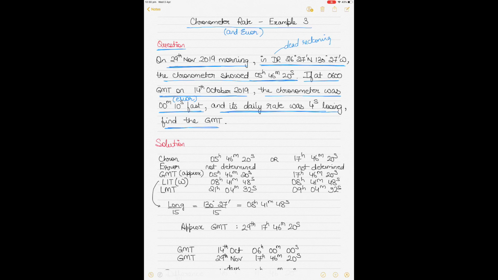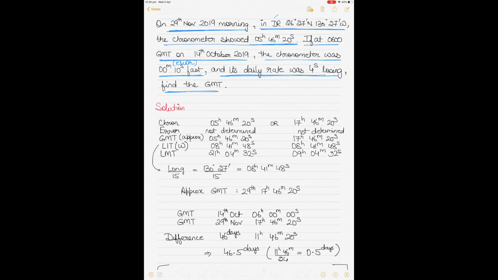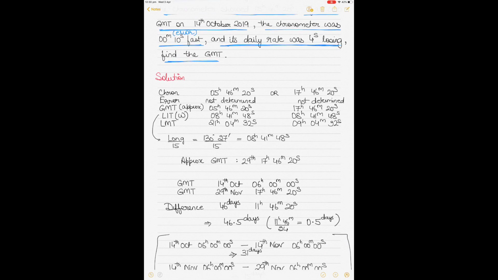That means the chronometer was running ahead of the GMT, but it was losing 4 seconds. So 4 seconds losing means the error of fastness was getting reduced. So from 10 it became 6, from 6 it became 2 seconds fast at that rate. Alright, so that's what it means. From 0 minutes 10 seconds fast, if 4 seconds was lost, in one day the error becomes 10 minus 4, 6 seconds fast, and then the next day it will be 6 minus 4, 2 seconds fast. Alright, so that's what it means by 4 seconds losing. So we'll go into the solution.